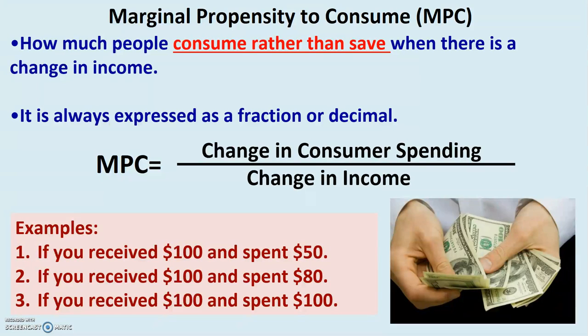So your MPC will equal the change in your spending divided by your change in income. So for example, if you receive $100 and you spend $50, your MPC would be 0.5. If you receive $100 and you spend $80, your MPC would be 0.8. And obviously if you receive $100 and you spend $100, you didn't save a thing, so you spent everything you got, so 100 divided by 100, you've got 1 as your MPC.